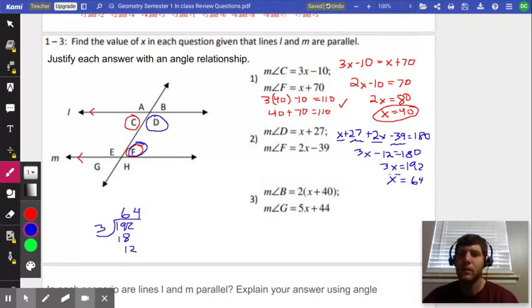Okay, and then if we want to double check our answer, we can substitute that into our answer choices and make sure the numbers add up to 180. So 64 plus 27. That's 71, 81, 91. Okay, and then 2 times 64, which is 128, minus 39. So minus 28 and then minus 11. That's 100 minus 11 is 89. 91 plus 89 equals 180. So we know we're good.